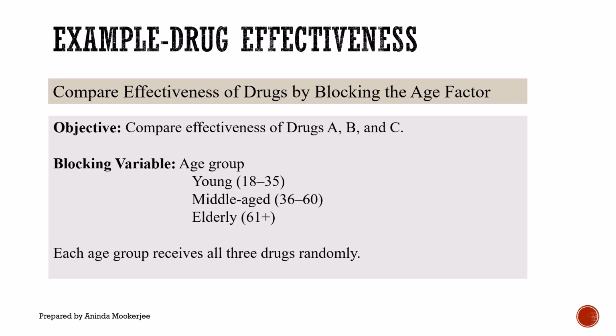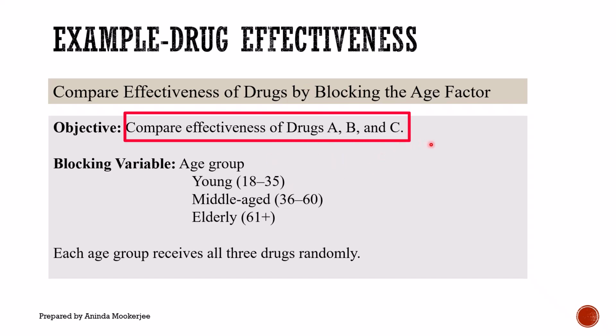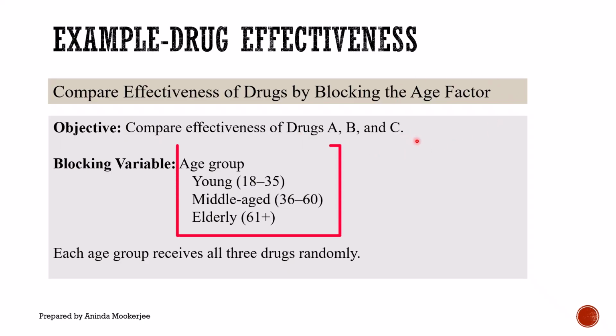Let's look at an example where we are studying the effectiveness of three types of drugs A, B, and C. And we know that the results of the study may be influenced by the age factor of the subjects used in the experiment. So the objective here is to compare effectiveness of drugs A, B, C. Then that's how we will just name them. And then the blocking variable would be the age group. So we are going to create blocks based on age groups.